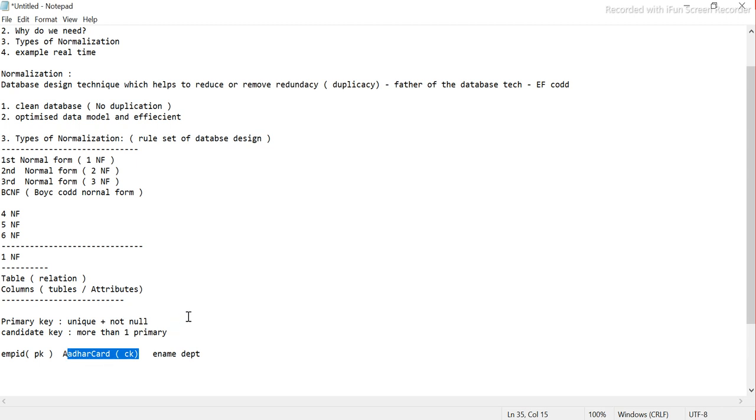If not, guys, I have done a detailed video on these keys, I think in the database playlist. You go and watch that so that you can be clear about it, right?